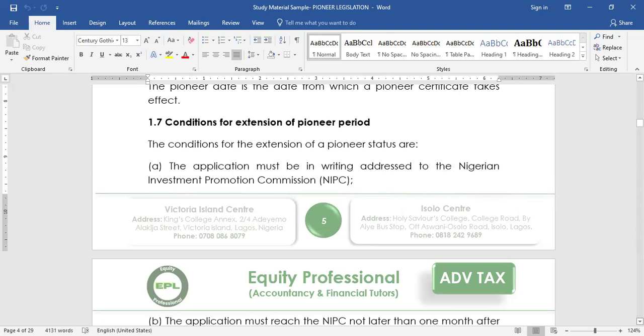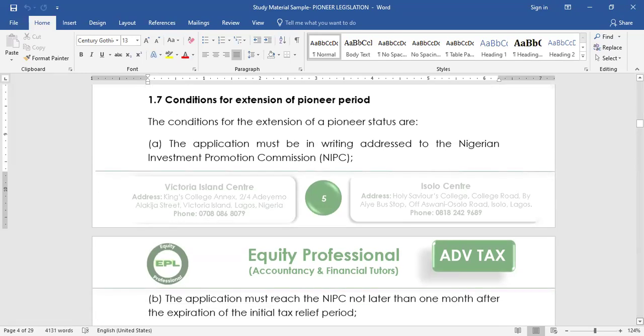For a company to apply for extension of pioneer period, what are those conditions that the company must fulfill? Number one, the application must be made in writing and addressed to who? The Nigerian Investment Promotion Council. You must write an application for extension.